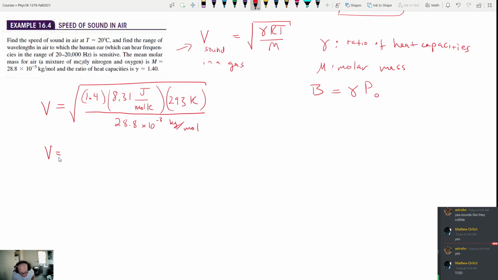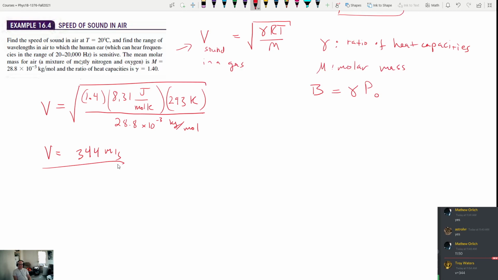Well, I did something wrong. What did I do wrong? Oh. There we go. All right, we end up getting 344 meters per second. Not too surprising.